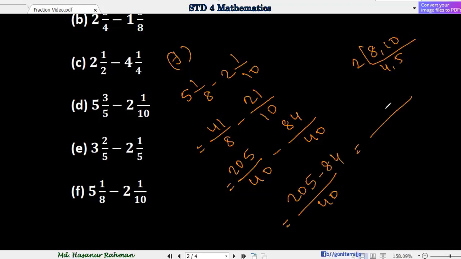So what will we get now? 5 minus 4, that is 1. 8 minus 0... 2 minus 8, that will be 1. So 121 by 40. Now if we want to find out the mixed, what will we get? We will get 3 whole 1 by 40. And that will be the answer of number F.